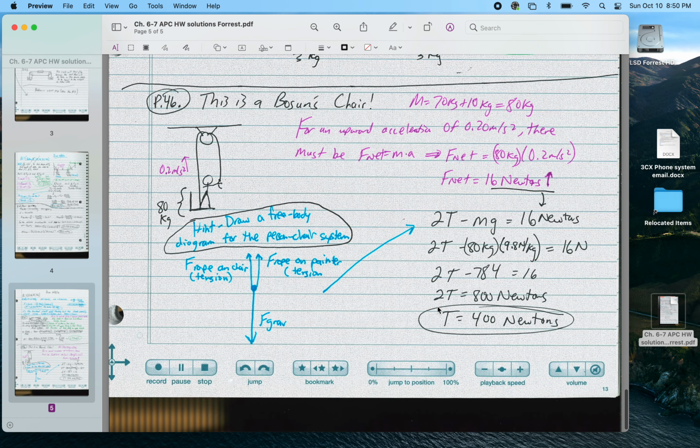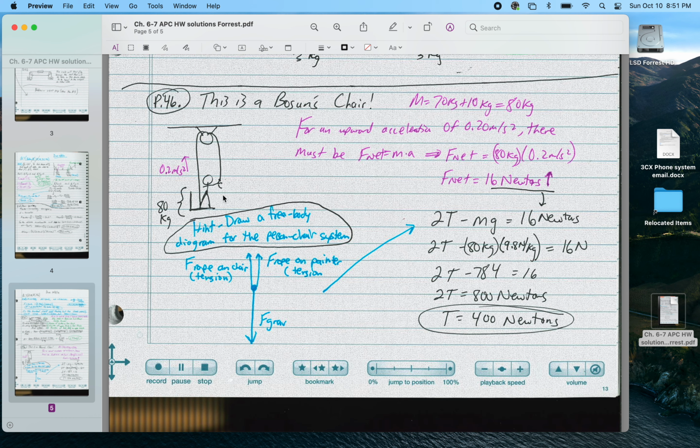Problem 46 is a Bosun's chair. Pretty cool example. You could see something like this on an AP exam, but basically there are 2 forces upward, so drawing this free body diagram really helps. Technically, these 2 arrows should be slightly longer than this arrow downward. Not sure if I drew that very well, because it says this is an upward acceleration of 0.2 meters per second squared.